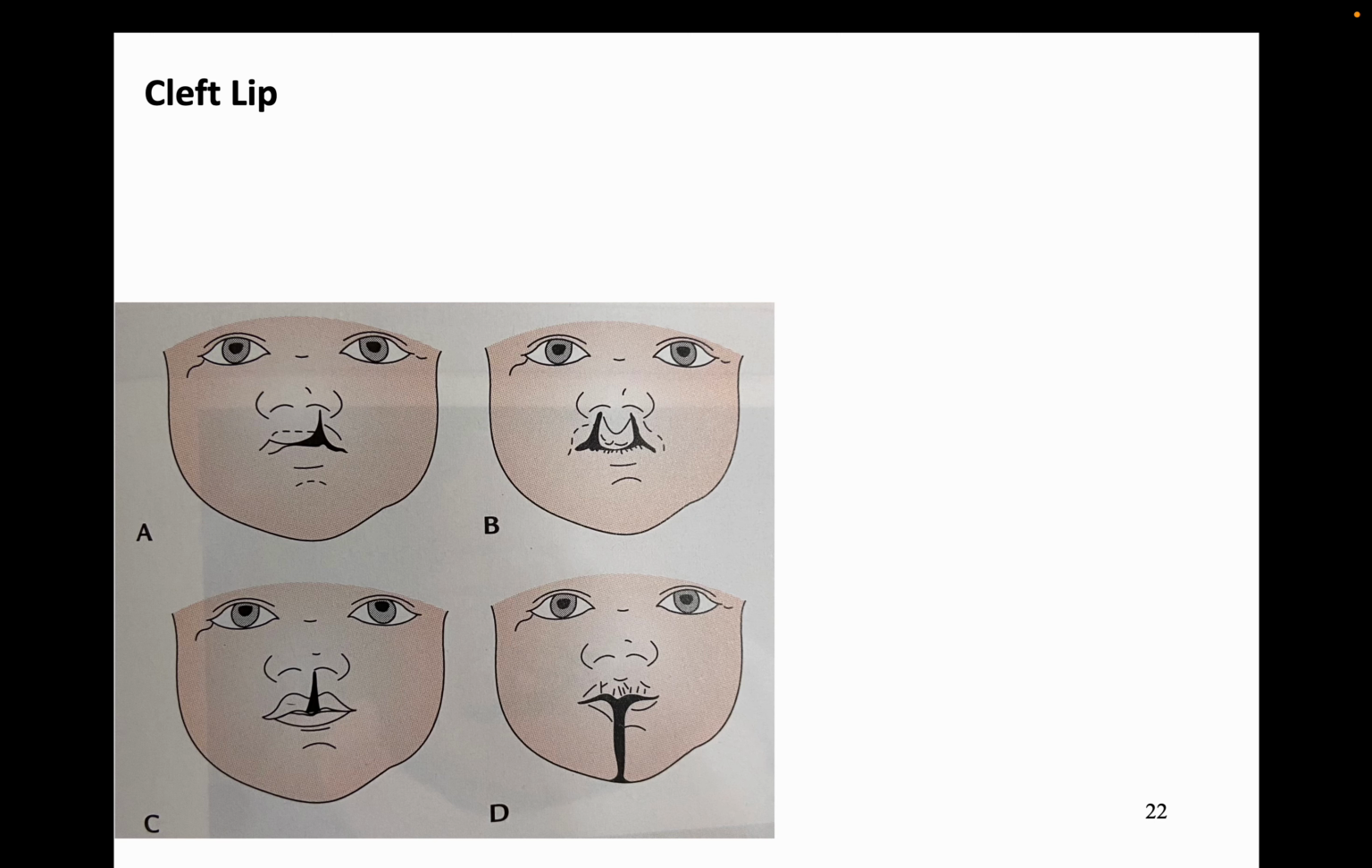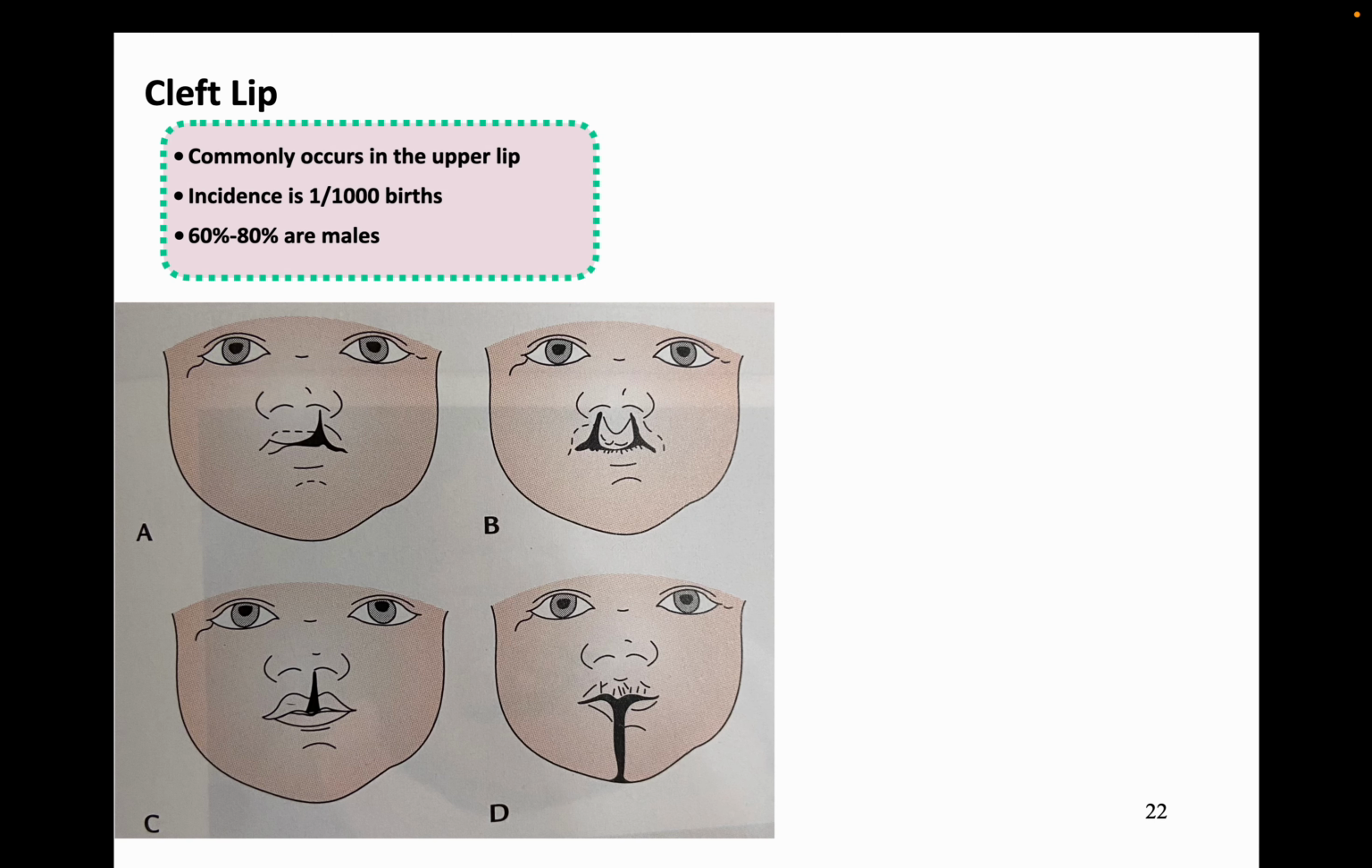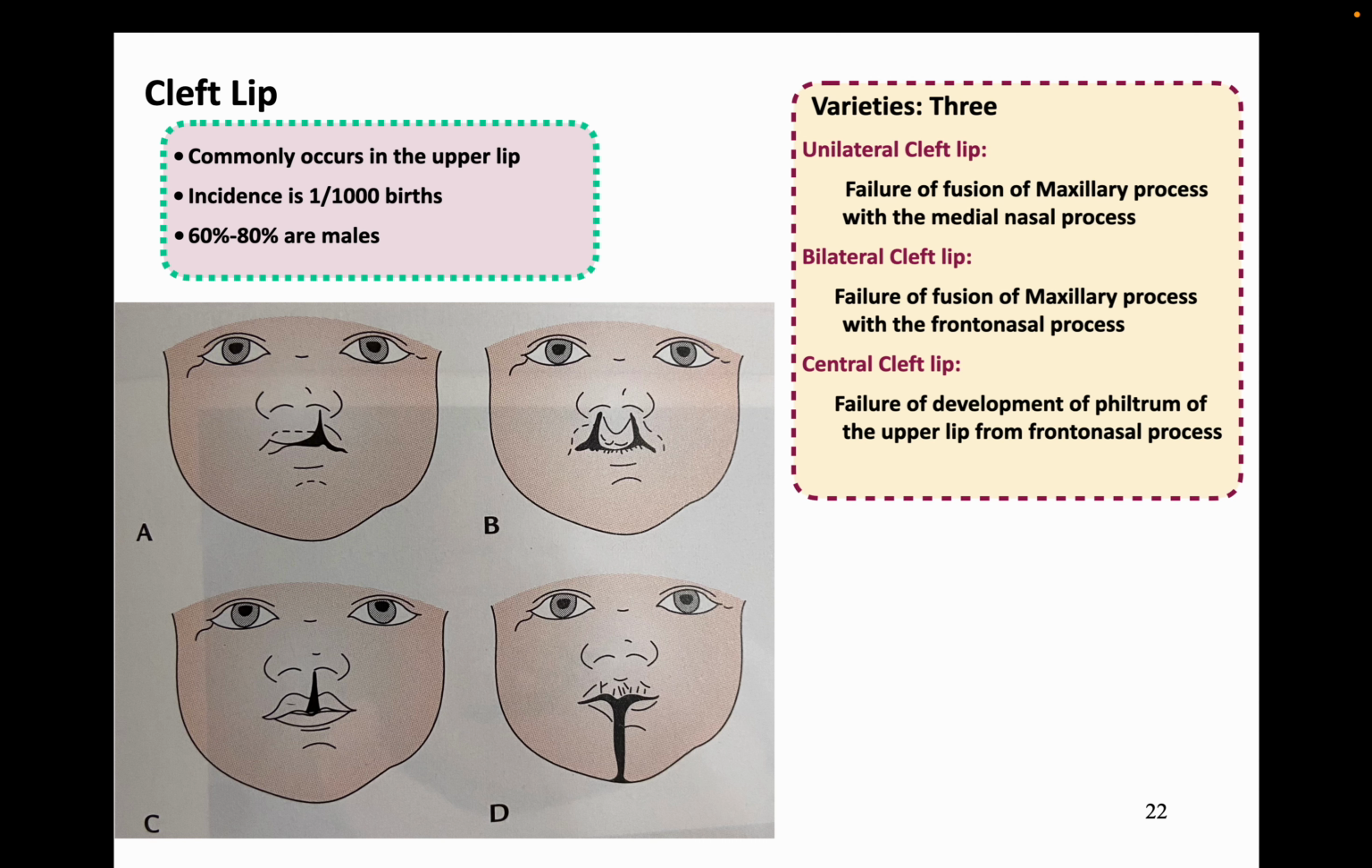Coming to the cleft lip, it commonly occurs in the upper lip. Incidence is 1 in 1000 births, and mostly males are affected, that is 60 to 80% are males. Types are unilateral cleft lip, bilateral cleft lip, and central cleft lip. In unilateral, there is failure of fusion of the maxillary process with the medial nasal process. In bilateral cleft lip, there is failure of fusion of the maxillary process with the frontonasal process. Central cleft lip is failure of development of the philtrum of the upper lip from the frontonasal process.